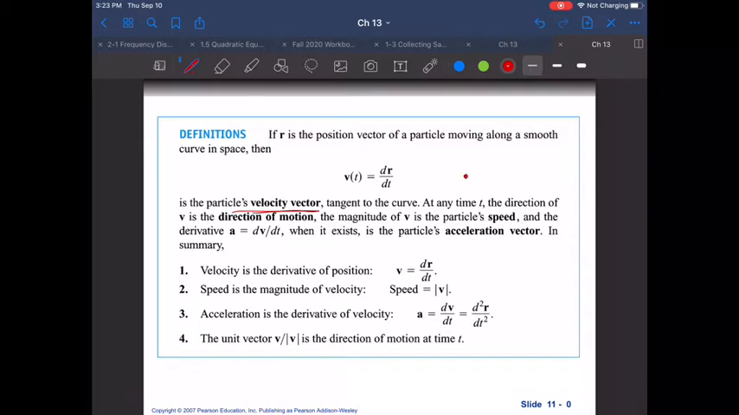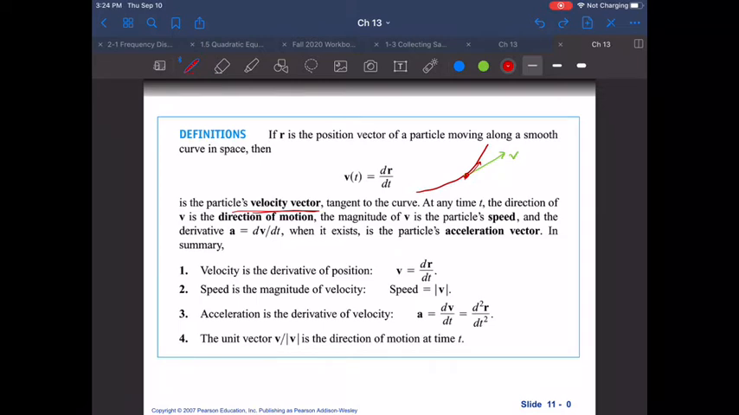So if you are here and you have this curve and you've got a velocity vector like that, then you know that you are actually moving in this direction as t goes up. You wouldn't be moving back in the opposite direction, okay? So it points out the direction that it's moving at that moment, which is tangent to the curve. The magnitude of v is the particle's speed, so that's where we're getting rid of any directional information.